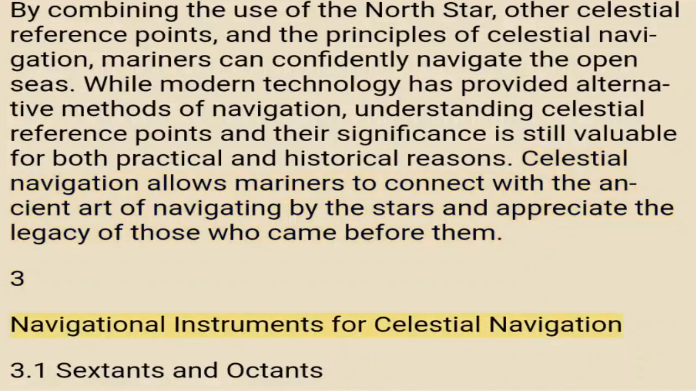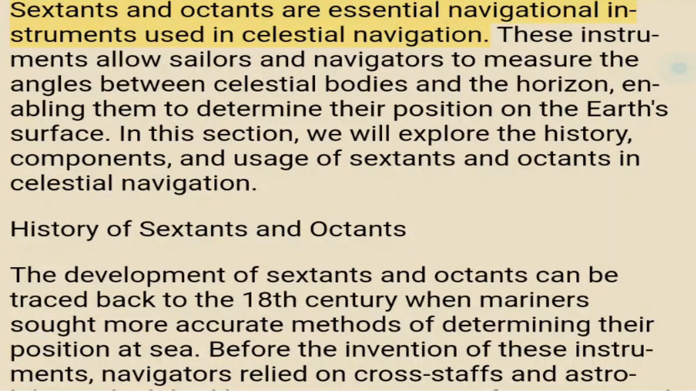3. Navigational instruments for celestial navigation. 3.1 Sextants and octants. Sextants and octants are essential navigational instruments used in celestial navigation. These instruments allow sailors and navigators to measure the angles between celestial bodies and the horizon, enabling them to determine their position on the Earth's surface. In this section, we will explore the history, components, and usage of sextants and octants in celestial navigation.